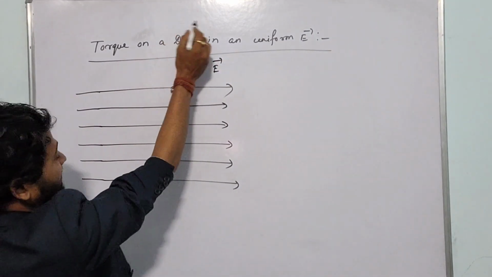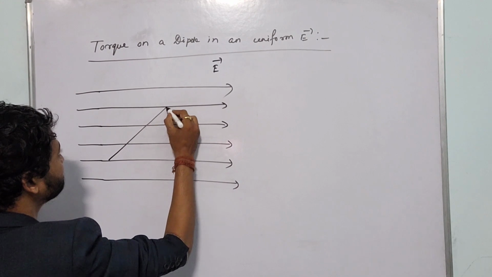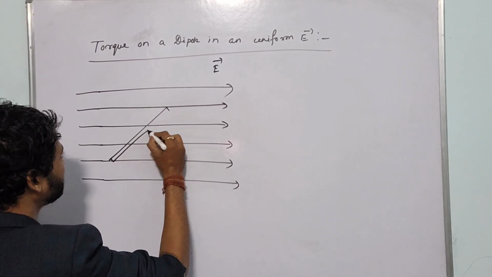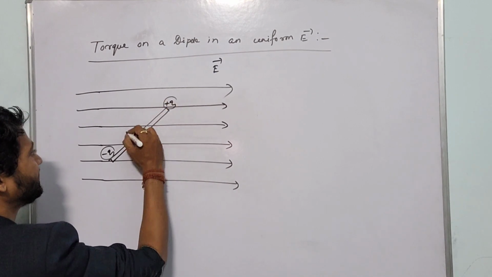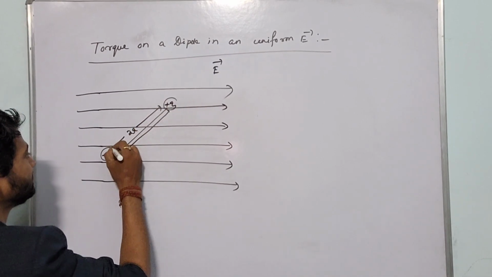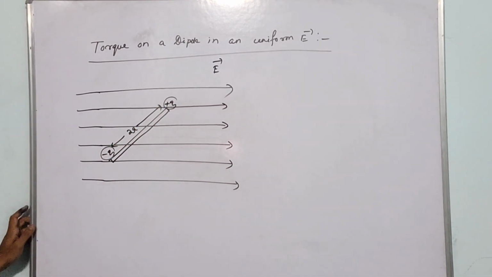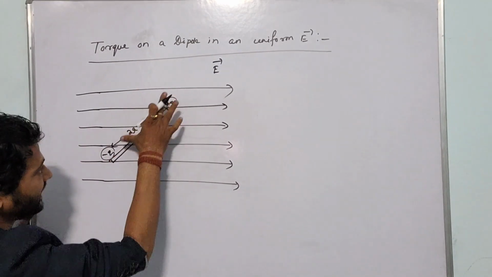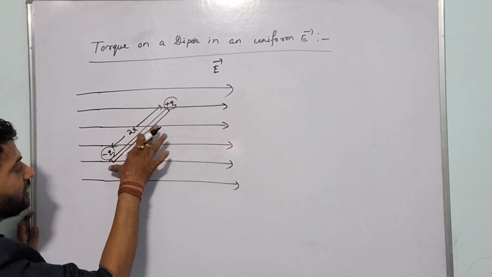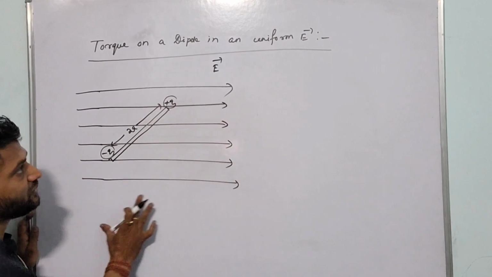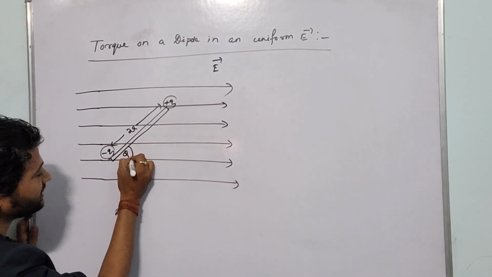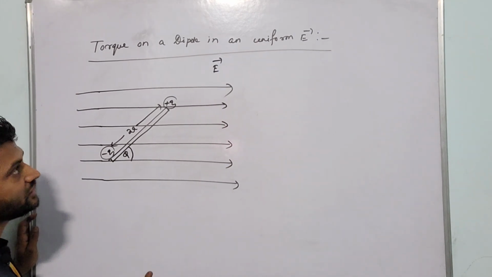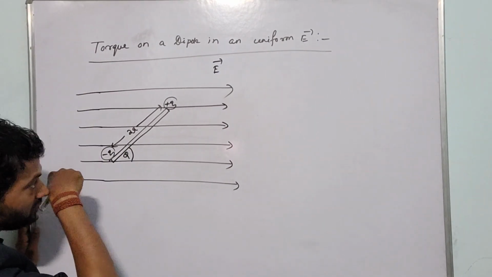Next, we'll place a dipole here. As you know, a dipole has two charges, minus q and plus q, and the separation between them is 2a. मैंने last class बोल दिया था. So we keep a dipole inside the uniform electric field. And one more thing, the dipole makes an angle theta with respect to the electric field. ठीक है? Let's see what is the net force.